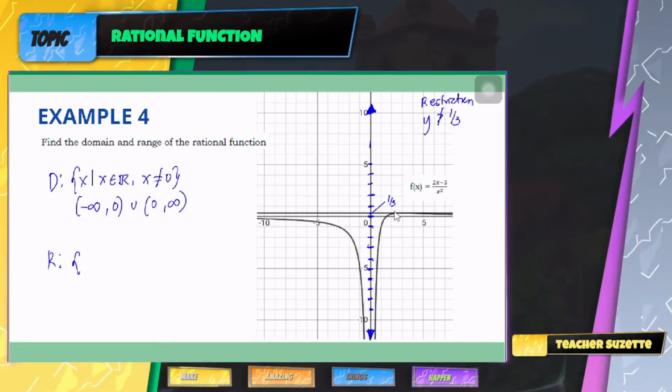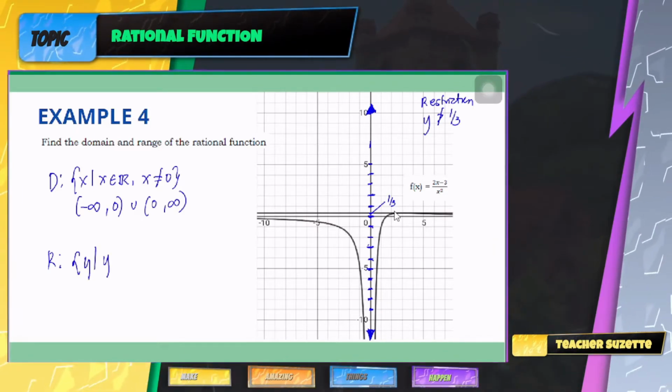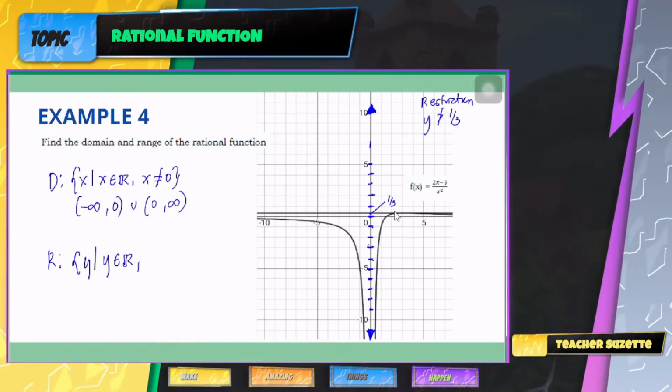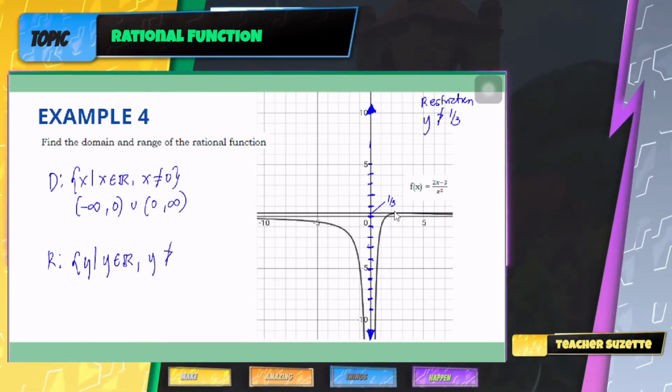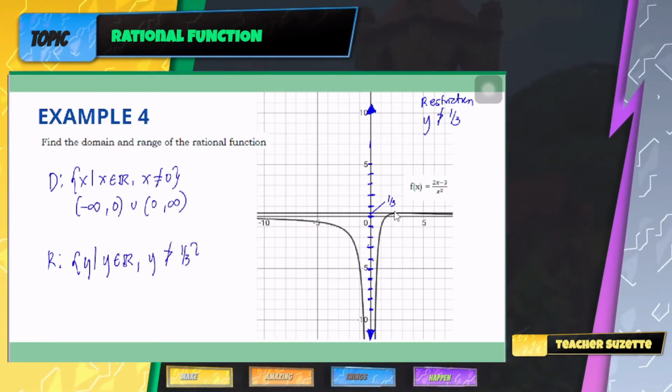So therefore, your y is an element of a real number pa din. However, your y is not greater than 1/3. Ayan.